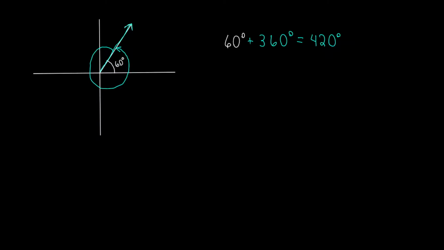What if we wanted a negative coterminal angle to 60 degrees? We would just go the other way. This time we're taking away 360 degrees. So this time we subtracted 360 degrees, and we got a coterminal angle that's negative 300 degrees. Negative 300 degrees. We'll do some more examples and it'll make more sense if it doesn't yet.